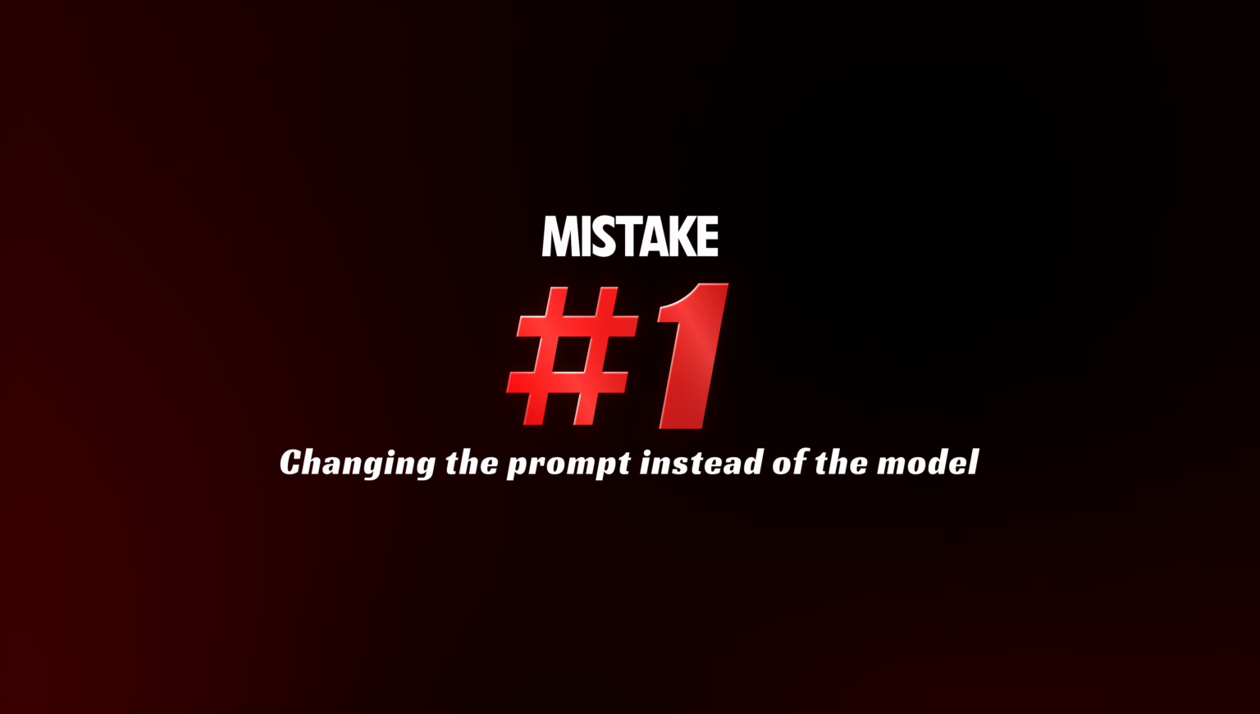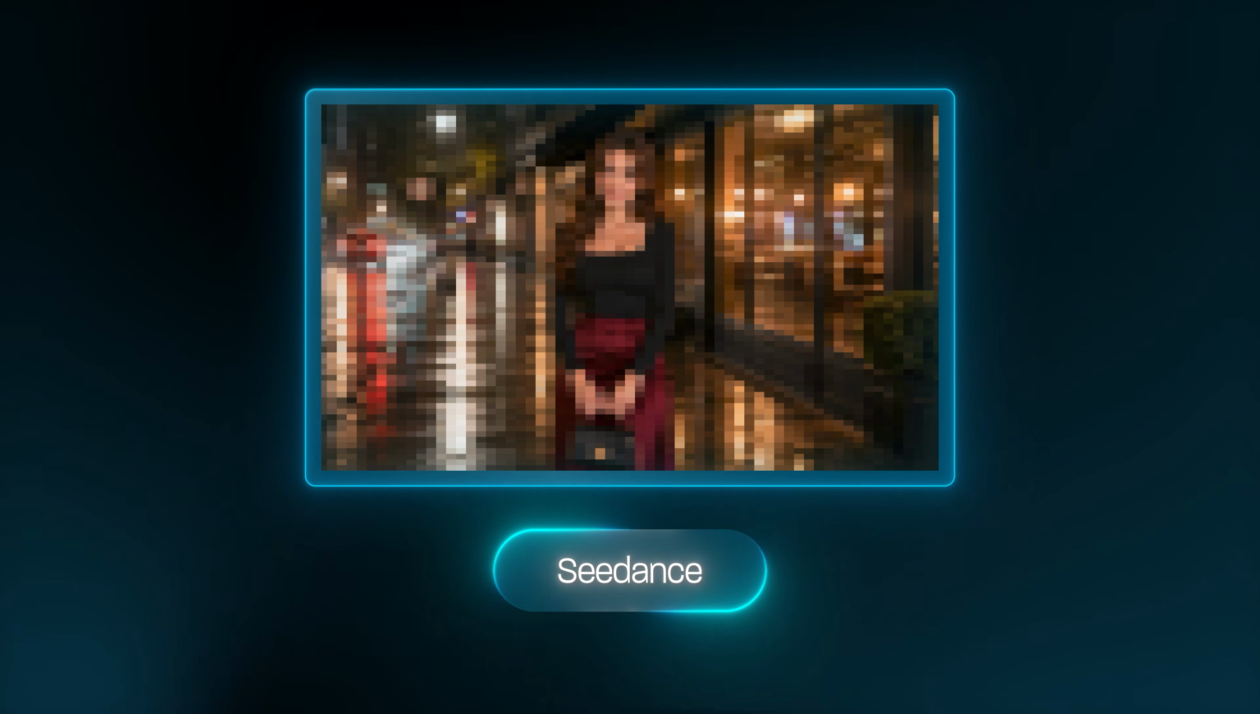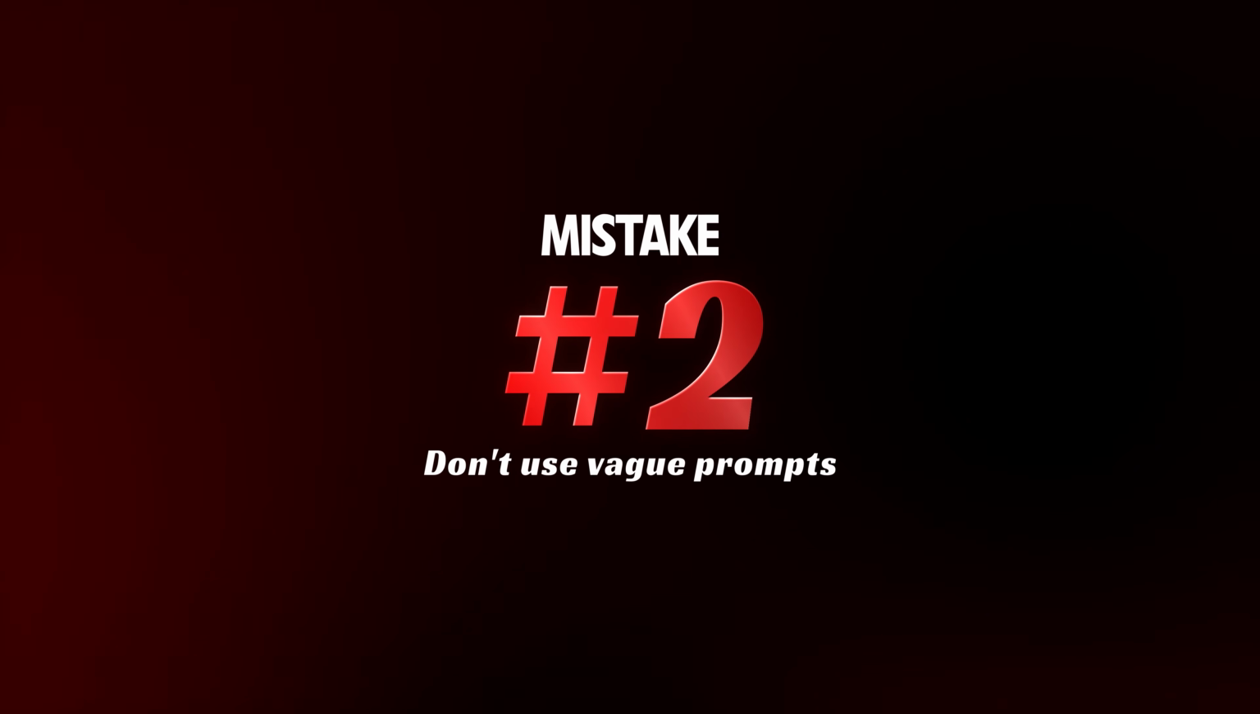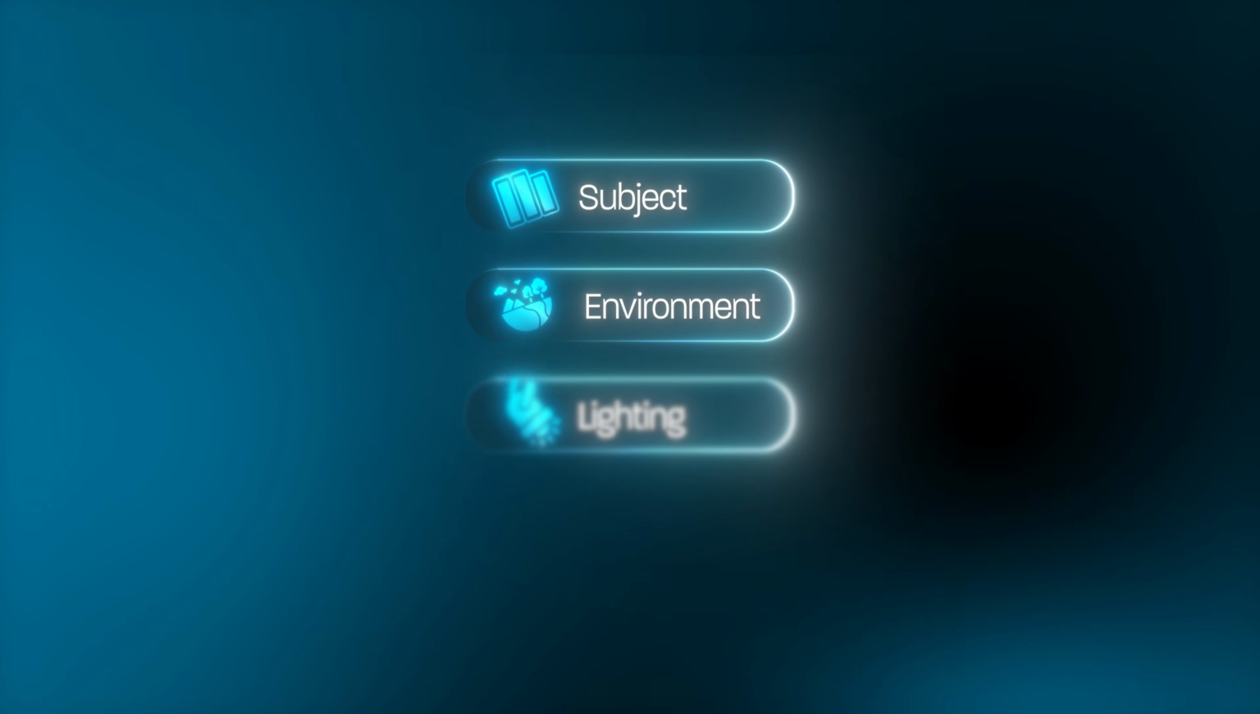This section is the one that will save you the most time and credits. Mistake 1 is changing the prompt when you should be changing the model. If your results don't look right, the first question is whether you've chosen the right model for the output you want. Try a different model before rewriting the prompt. Mistake 2 is using vague prompts. A cool portrait gives the AI nothing to work with. Describe the subject, environment, lighting, camera, and mood every time. Specificity is directly proportional to output quality.